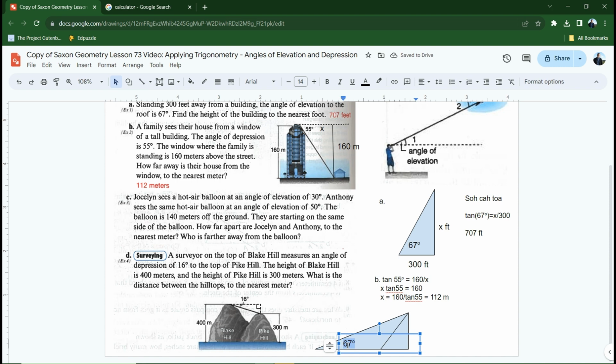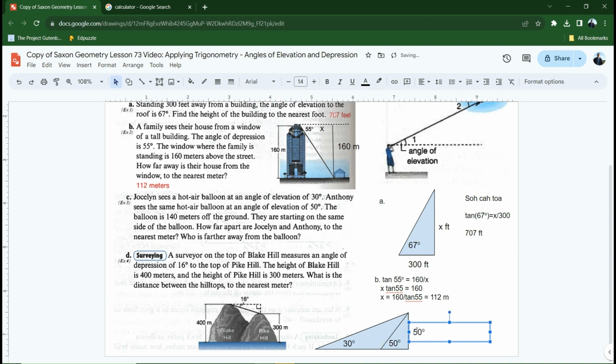That would be nice knowing that it's a 30, 60, 90 triangle, and it is nice to know for Jocelyn, except I know that Anthony's triangle is not going to be a nice triangle. It's a 50-degree triangle, which is not one of our special triangles. So the other thing that we know is that the balloon is 140 meters up off the ground.